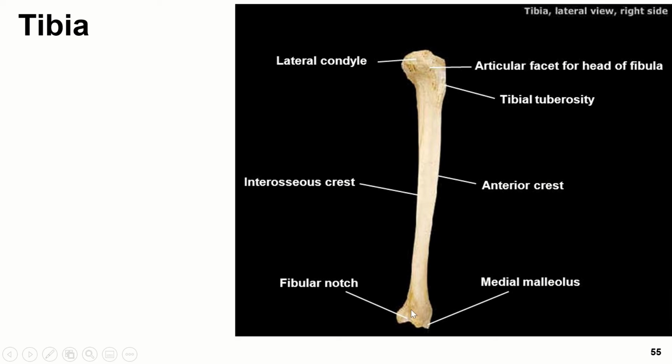Then we have the fibular notch here, the medial malleolus. There is an anterior crest down the front. It is not sharp, but it's definitely a pointed crest. And then on the lateral and posterior side, there is the interosseous crest. That is where the interosseous membrane between the tibia and the fibula attaches, and that's going to hold the tibia and the fibula together.